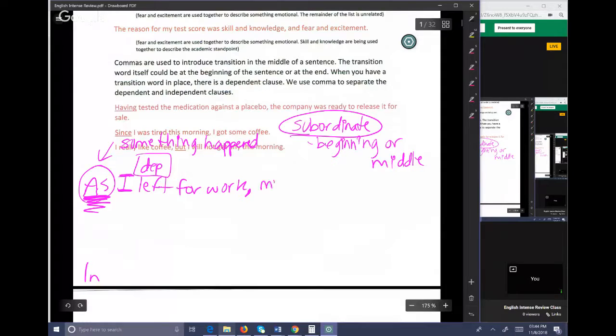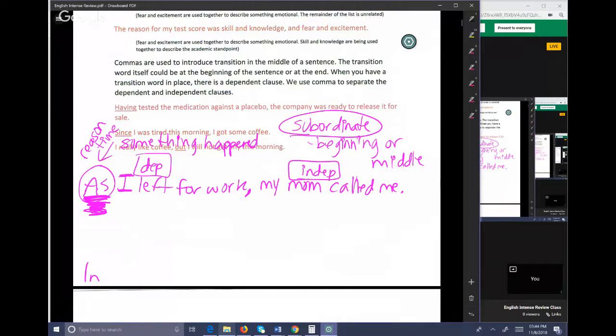So let's say "my mom called me." I could just say "my mom called me." That is standing on its own. That makes this an independent clause. The word "as" functions as giving a reason or a time reference. So in this case, it's time because I'm saying "as I left for work," meaning at the same time that I left for work, my mom also called me. These two events happened at the same time.